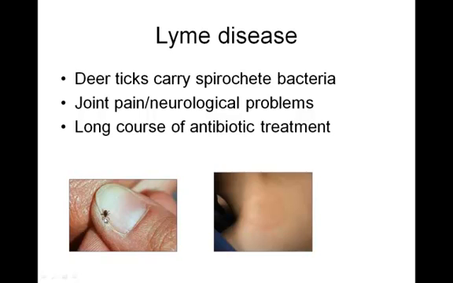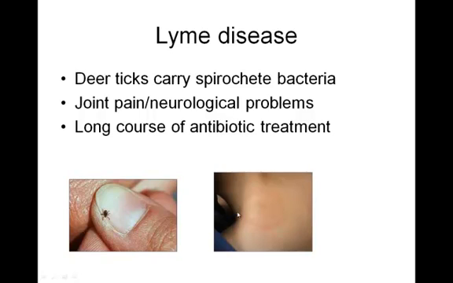And so what you want to do is make sure that if you get a deer tick bite, you remove the deer tick properly within 24 hours of being bitten. What happens if you do get the spirochete bacteria into you is joint pain, and you might end up with neurological problems. To get rid of Lyme disease, it's a very long course of antibiotic treatment to try to get it under control. So Lyme disease is a very bad disease for your joints. It's a worse disease for your nervous system.